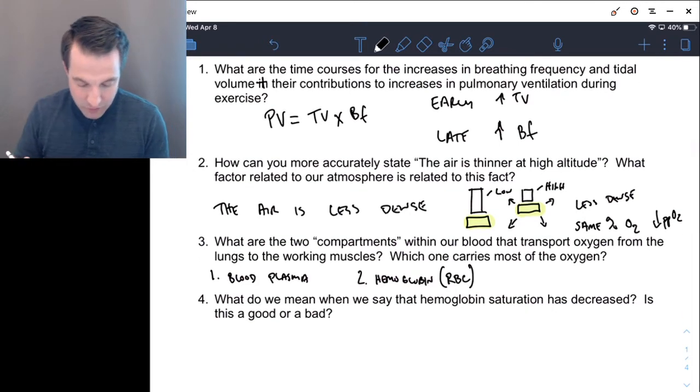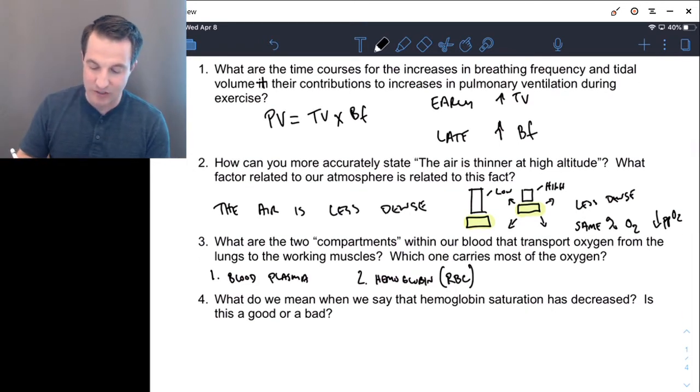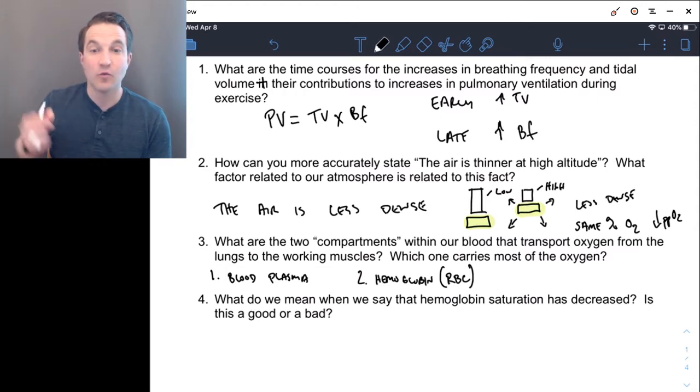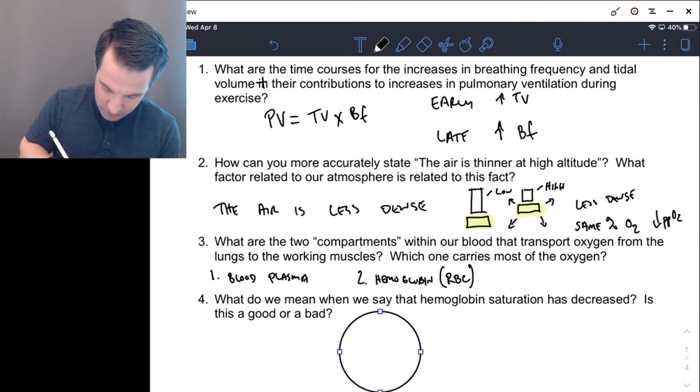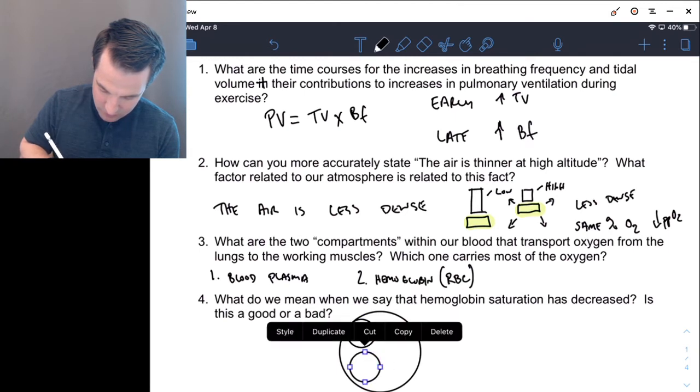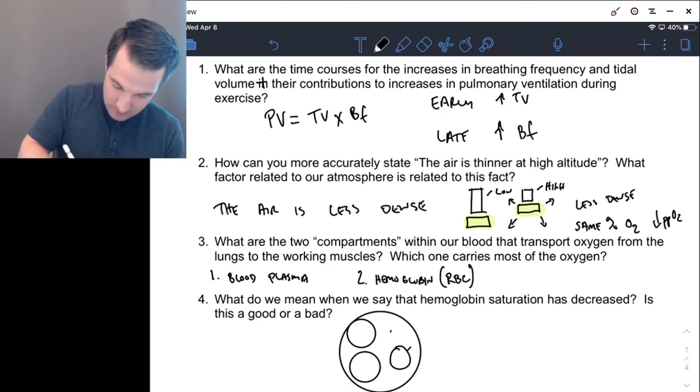Number 4, what do we mean when we say that hemoglobin saturation has decreased? Okay, two-parter here. And then the second part, is that good or bad? When we say hemoglobin saturation has decreased, let's remember, let's draw our figure once more. There's our circle. That's our red blood cell. There's 1. There's 2. There's 3.